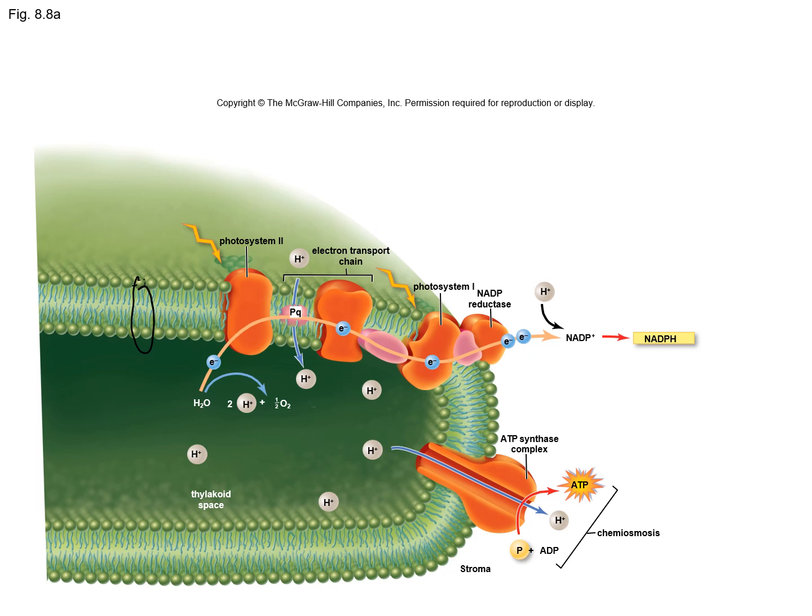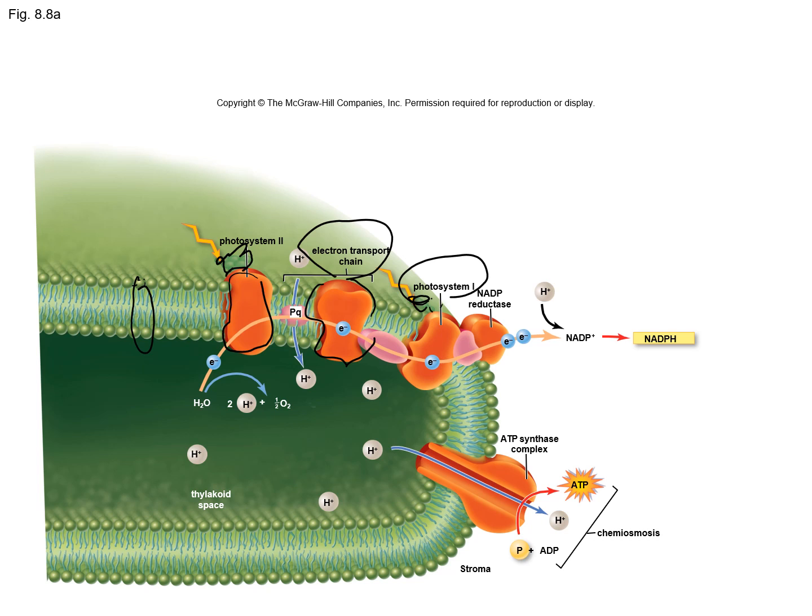Okay, so this is a cross-section of the chloroplast, and you can see it has this bilipid membrane, and there are molecules embedded in that membrane. We have photosystem 2 with the pigments here. We have the electron transport chain, and then photosystem 1 with pigments here.